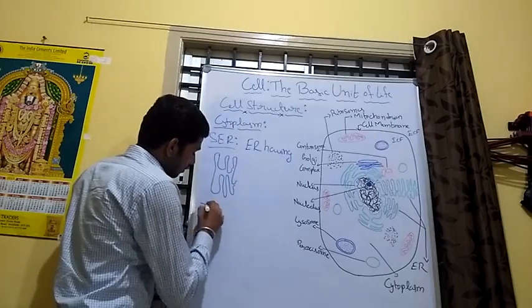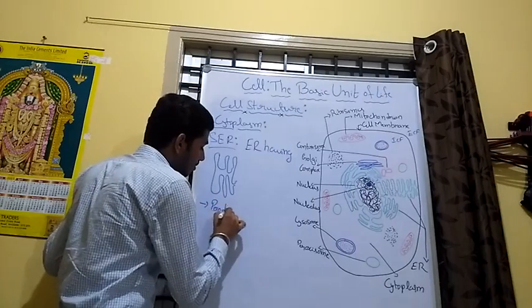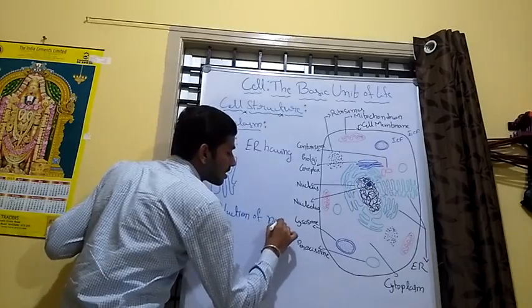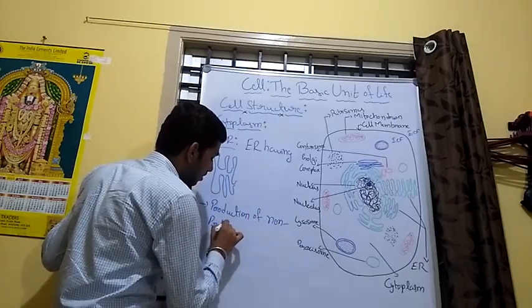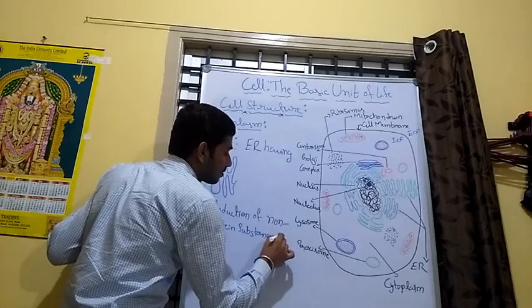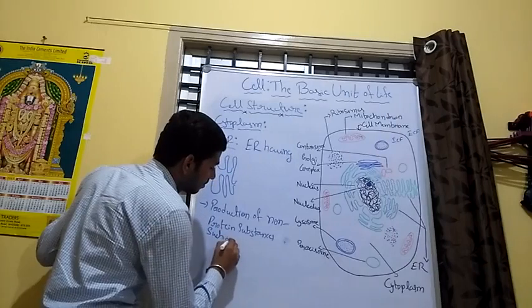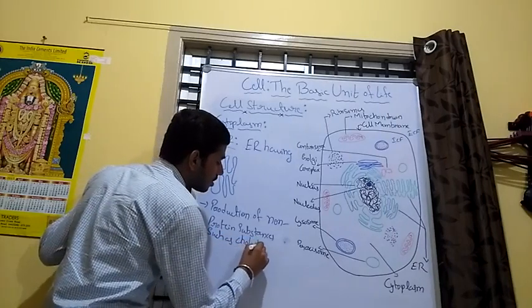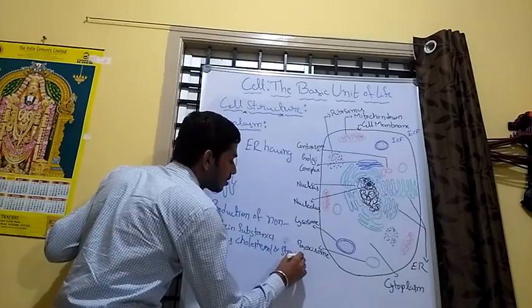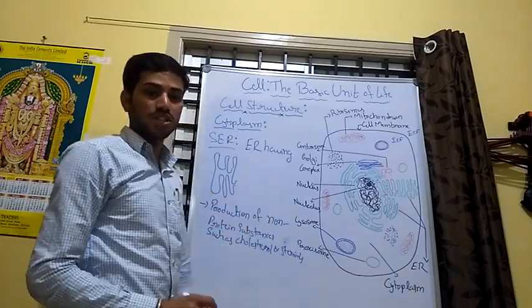And also the functions of smooth endoplasmic reticulum. The functions are production of non-protein substances. What are the non-protein substances? Such as cholesterol, sterol, and steroids. The smooth endoplasmic reticulum produces cholesterol and steroids. These are non-protein substances.